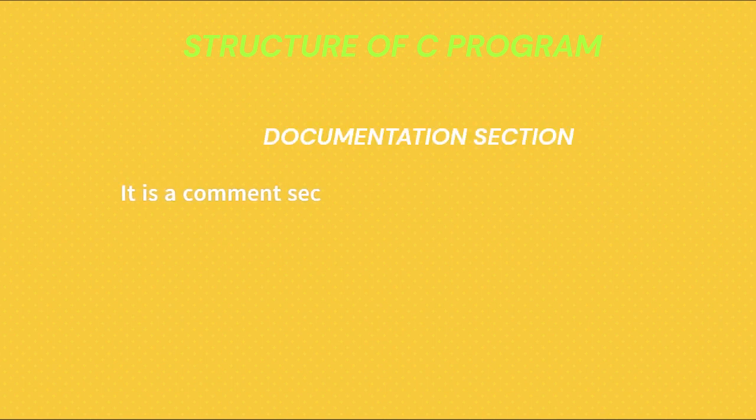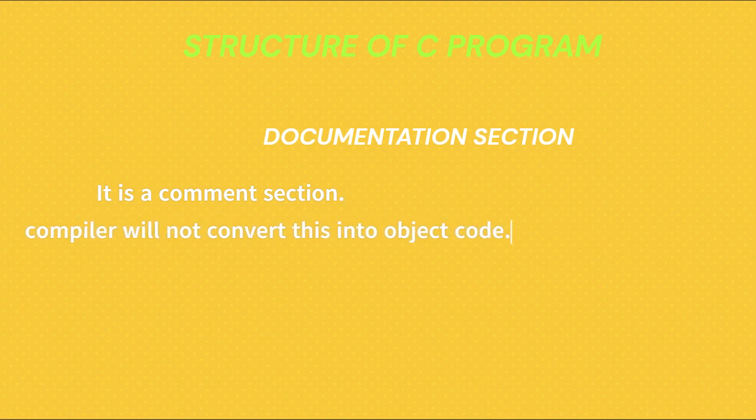As I already said, in this video we are going to know the basic structure of a C program. The very first section in the structure is the documentation or comment section. Generally, it is not mandatory to write. It has nothing to do with the code we wrote. The compiler will not convert this part into object code. The compiler looks at this as a transparent or empty line.